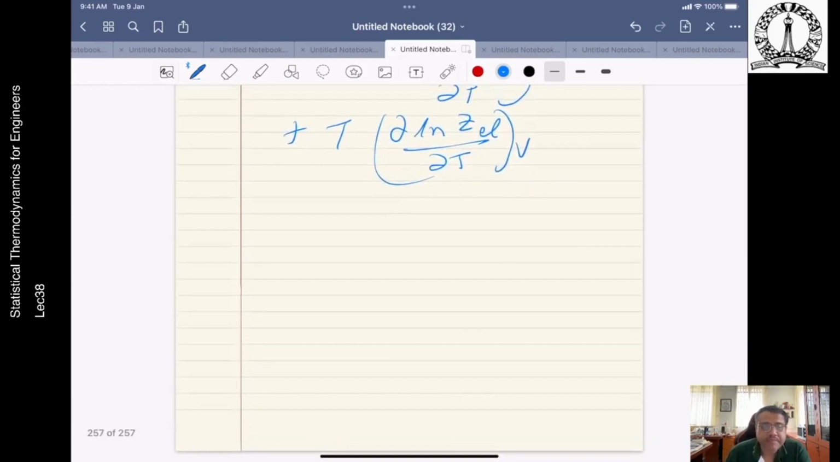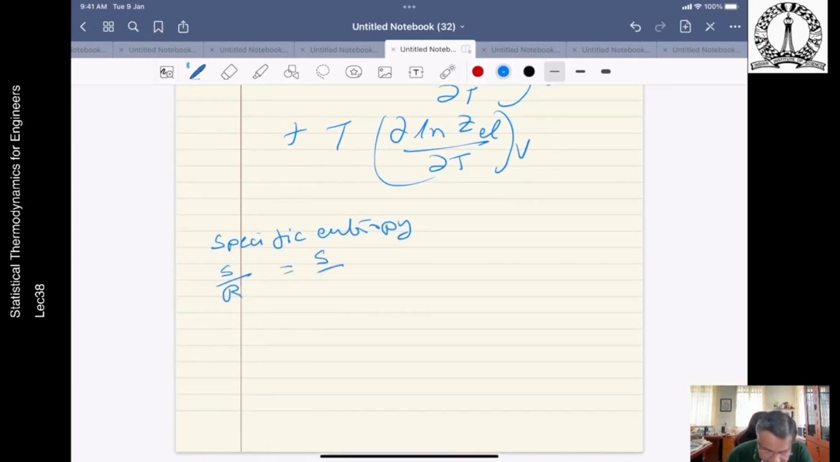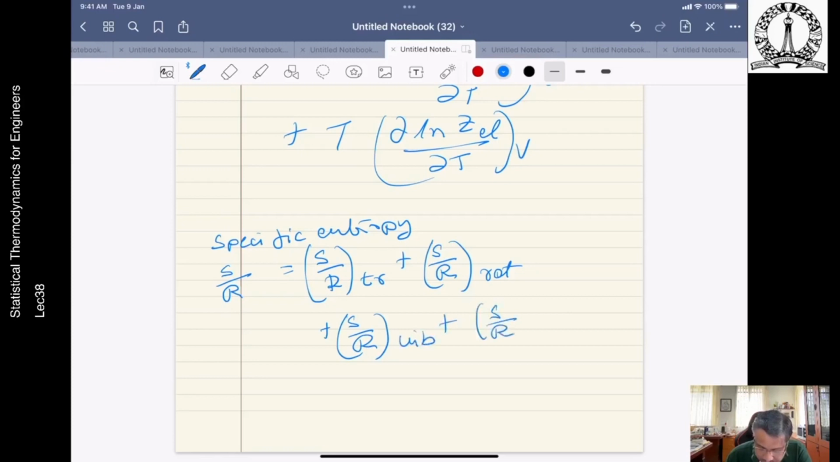The entropy, on the other hand, the specific entropy, is given as S by R equal to S by R translational plus S by R rotational plus S by R vibrational plus S by R electronic. So this is the specific entropy.